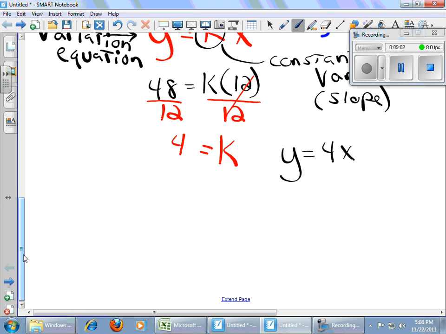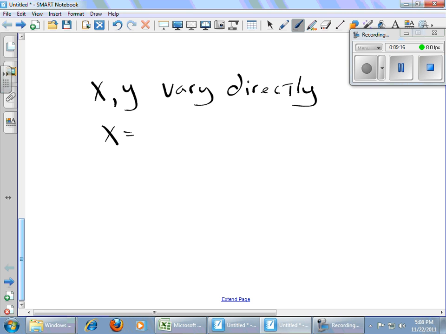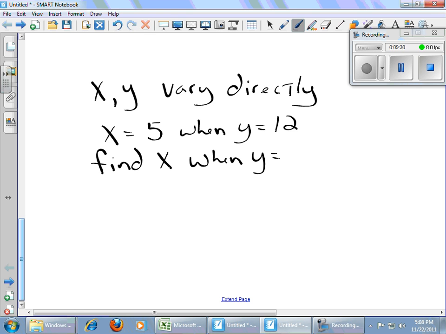Now, another way would be a sample problem like this. If they tell you that x and y vary directly, they have to tell you that. And they say x equals 5 when y equals 12. Find x when y equals 16. Okay, now this is a two-step problem.